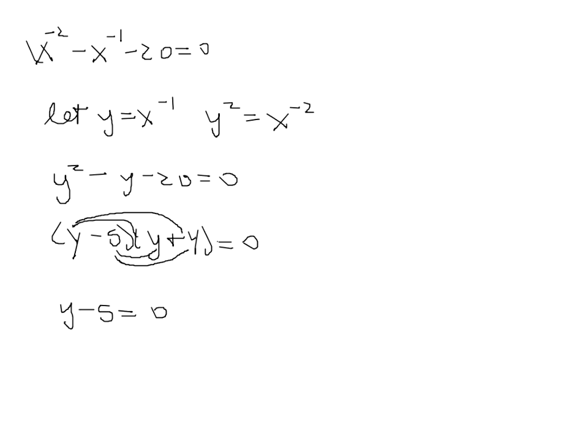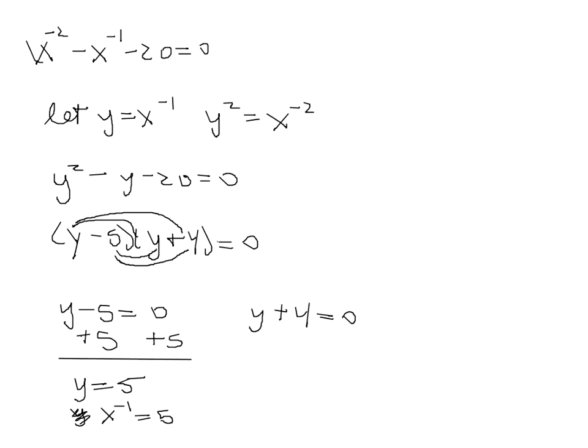So I get y minus 5 equals 0 and y plus 4 equals 0. Add 5 to both sides. So y equals 5 and y is equal to x to the minus 1. Well, x to the minus 1 is 1 over x, which is equal to 5. So I can multiply both sides by x and divide by 5. And on this side it cancels, on that side x cancels, so I get 1/5 equals x.